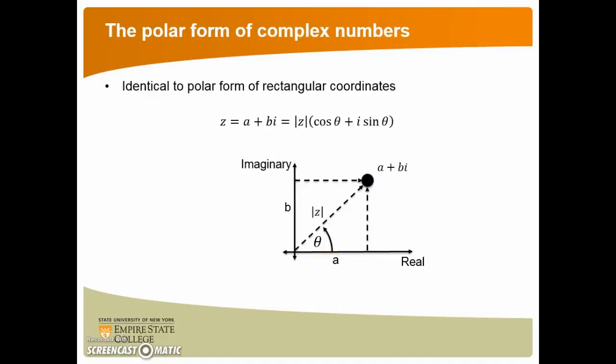Much like Cartesian points, there is a polar form for complex numbers. In fact, the basic setup is identical. We consider the distance from the origin, which is the absolute value of the complex number, and the angle from the positive real axis, which we will call theta. The polar form of complex numbers is therefore z equals the absolute value of z multiplied by the quantity, the cosine of theta, plus i times the sine of theta.